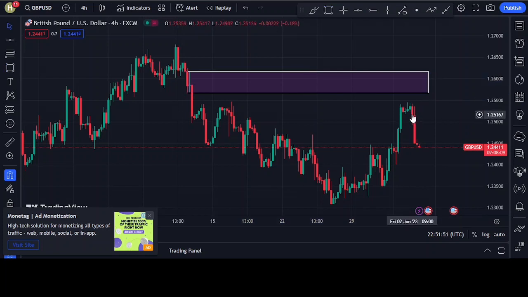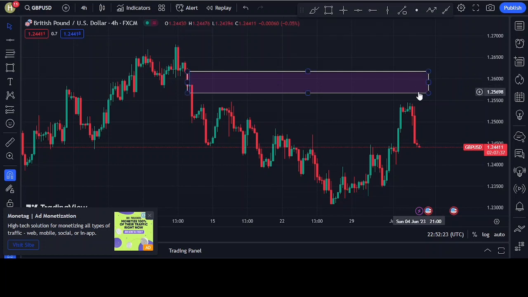Now this is the zone. So far, the zone has obeyed the 3 golden rules, so we can put our sell limit right here at 1.2566. Stop loss will be a little above the zone, so we can say 1.2625 as stop loss.